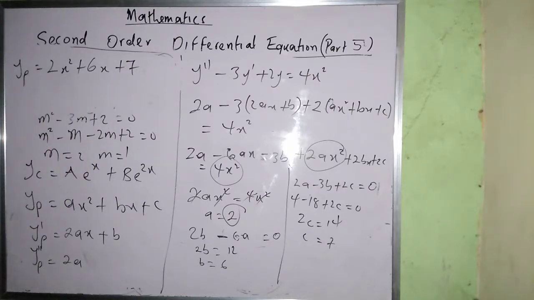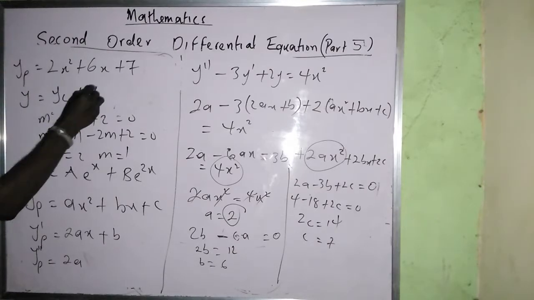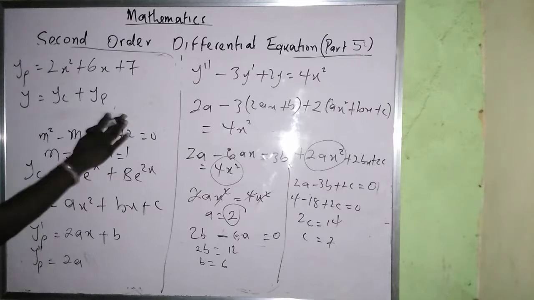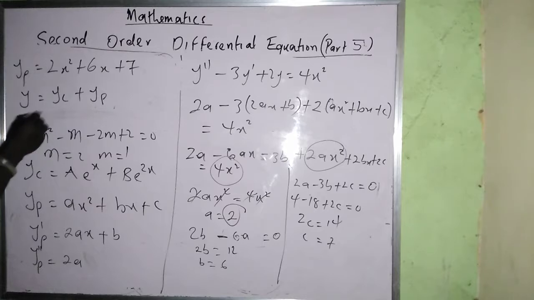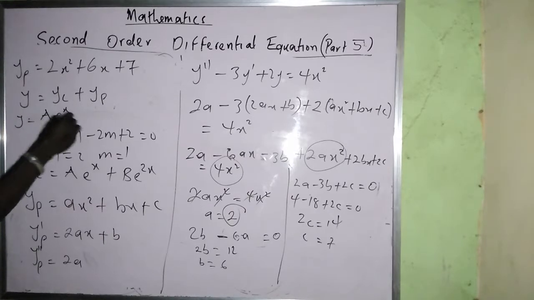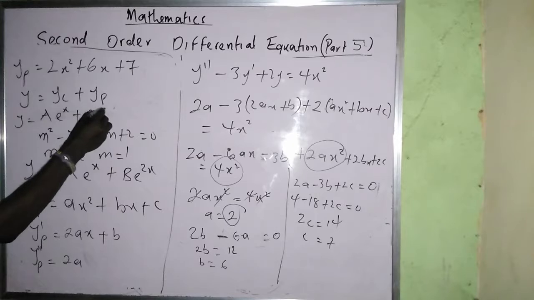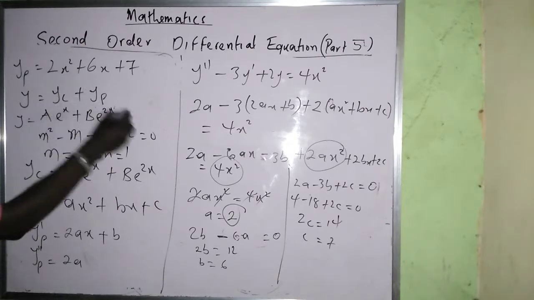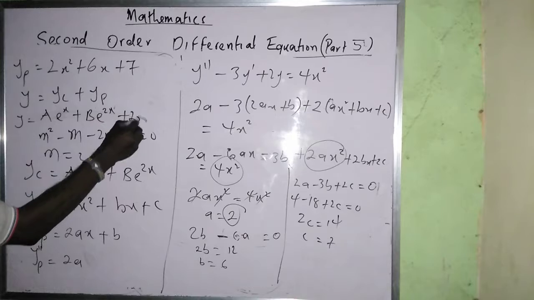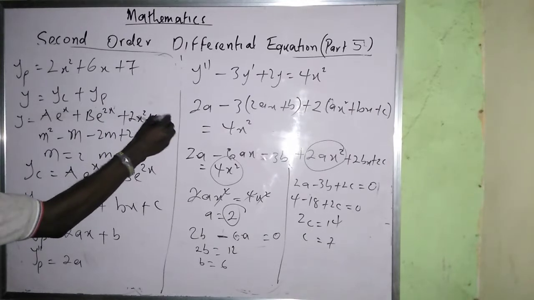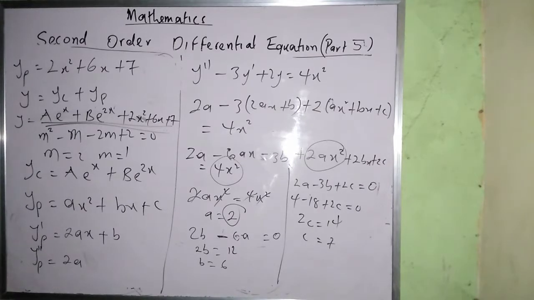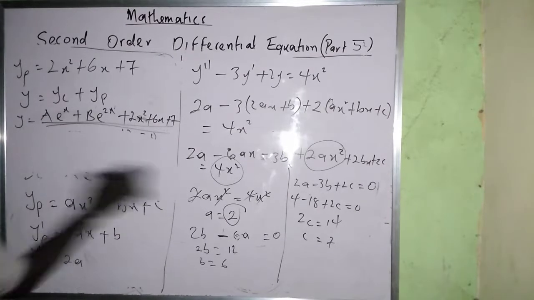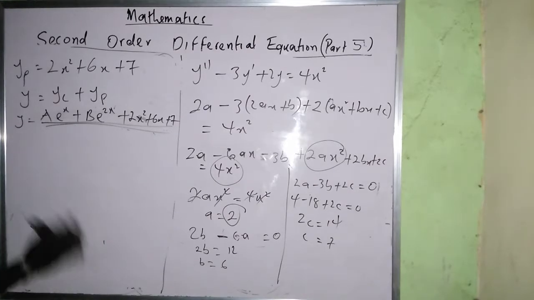Now, my y equals y complement plus y particular. My y complement is this, so my y equals a e to the x plus b e to the 2x, plus 2x squared plus 6x plus 7. That is my final answer. That is all I need to solve.